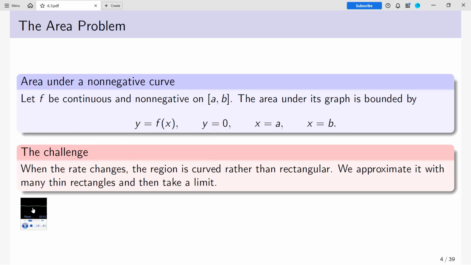A curved region does not have an immediate length times width formula, so rectangles serve as approximations. We make them thinner until the approximation becomes exact, which is calculus saying, "Fine, I will use my most powerful weapon, namely limits."